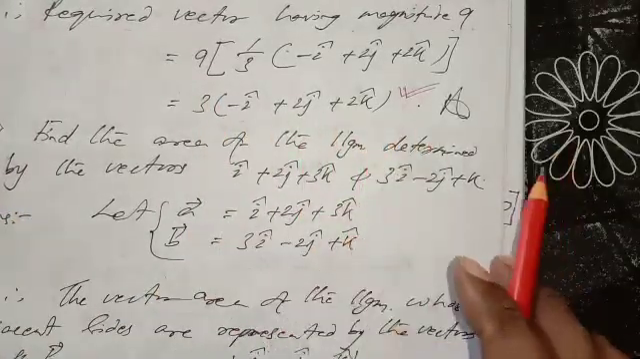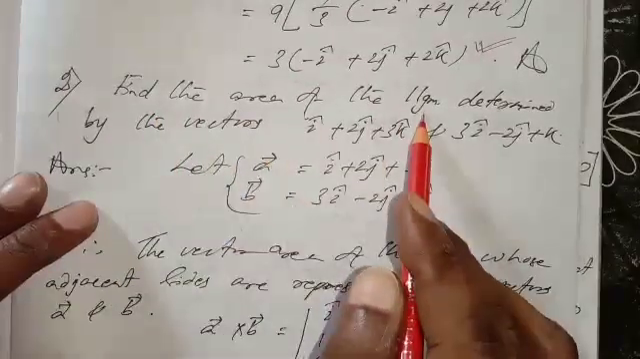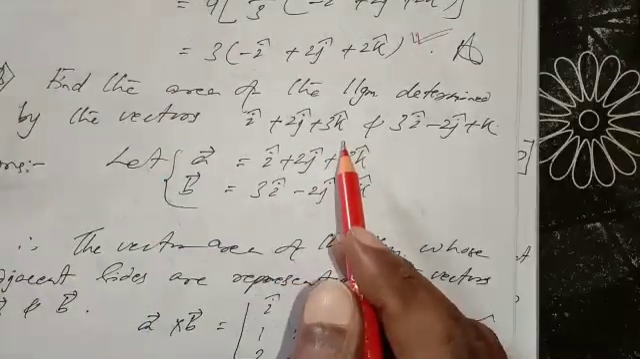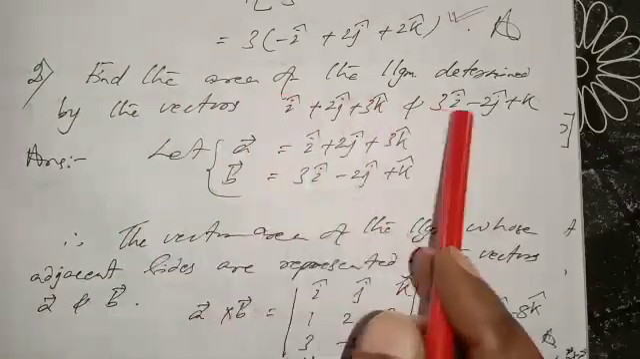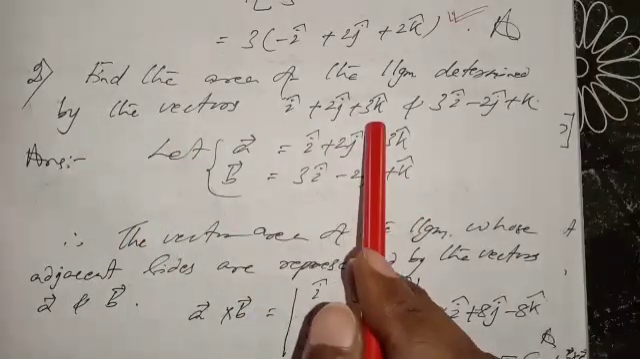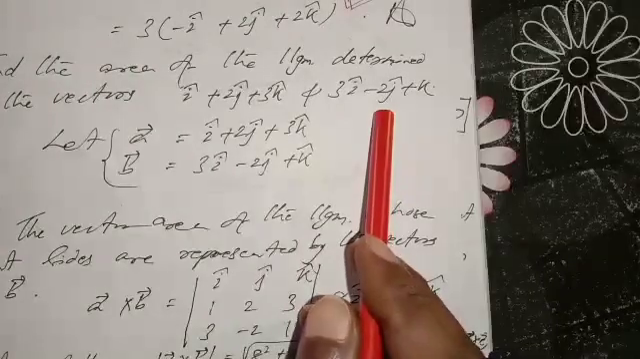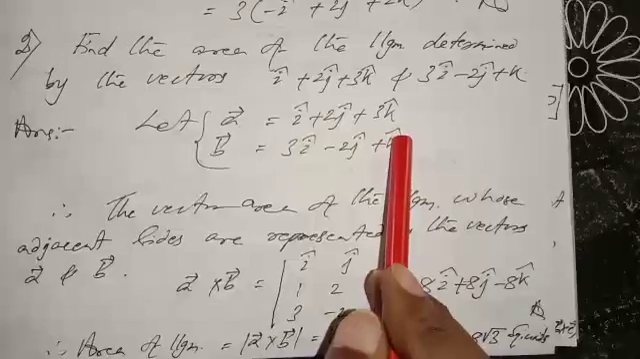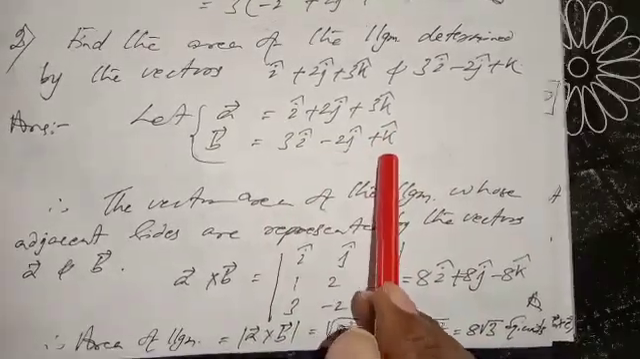Let us go to question number 2. It is given: find the area of the parallelogram determined by the vectors i plus 2j plus 3k and the second one, 3i minus 2j plus k. So let us consider the first vector A as i plus 2j plus 3k, and the second vector B as 3i minus 2j plus k.